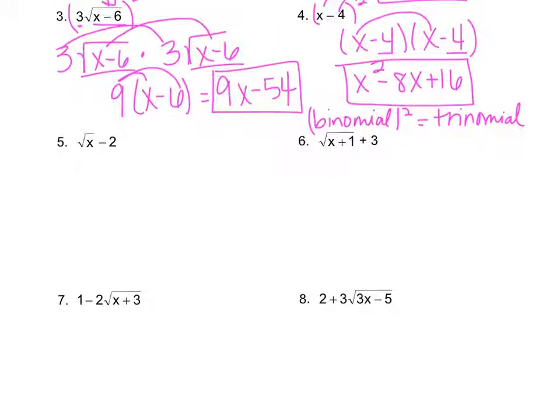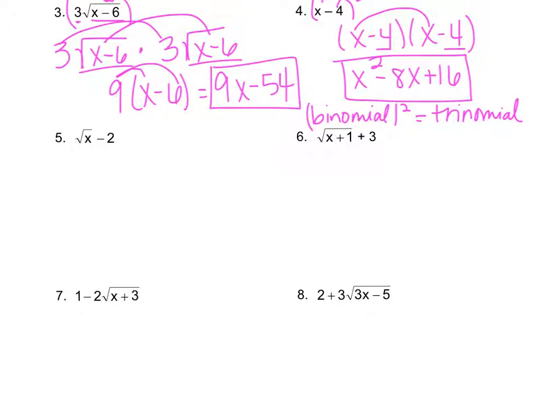Okay, so looking at 5. Notice the minus 2 is not under the radical. If it was under the radical, that would be considered all one term. But we have square root of x and then minus 2. So this is also a binomial. So we're going to square it. All right, so binomial times a binomial, we're going to use FOIL.